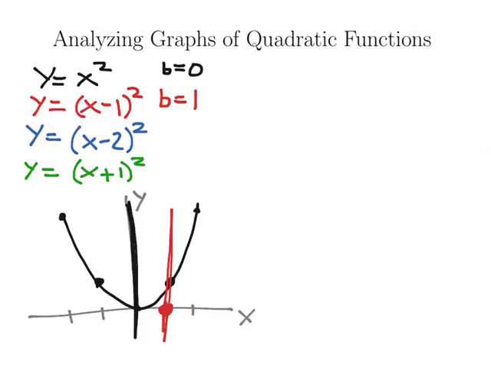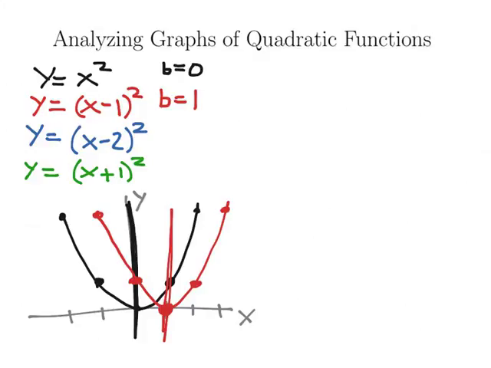And now remember, I didn't change a, so I shouldn't be any narrower or any wider. So this is really just the same thing as I had with y equals x squared, but it's shifted over 1. So I can plot my points here as what they were before, but shifted over 1. And now if I connect these dots, there you have it. Notice that it's shifted to the right when b is positive.